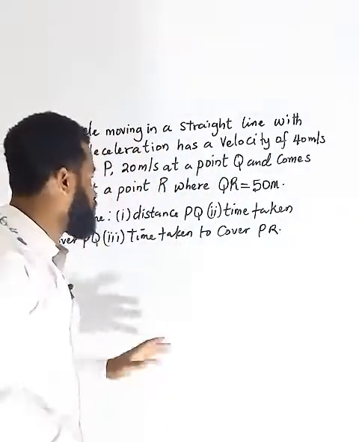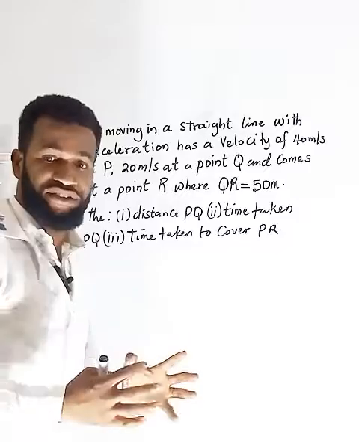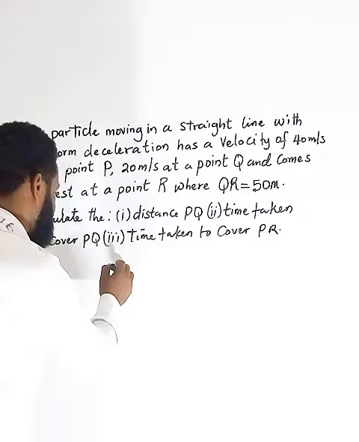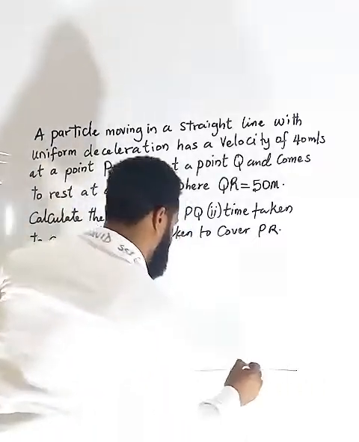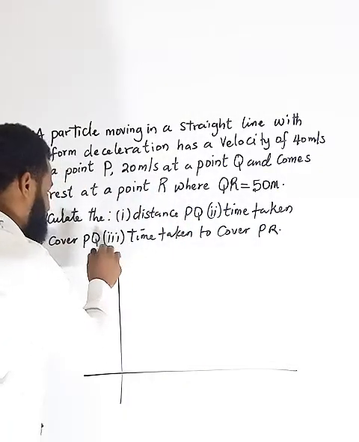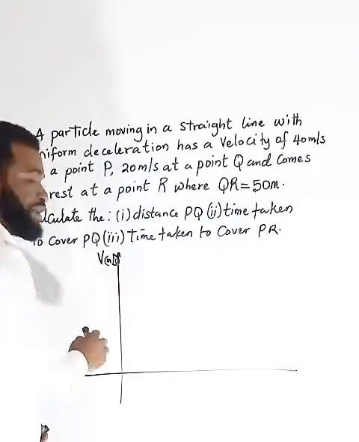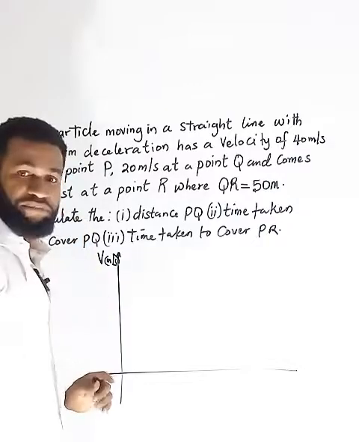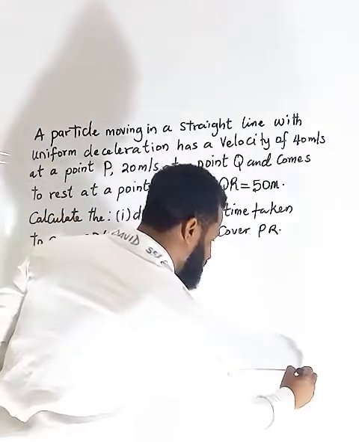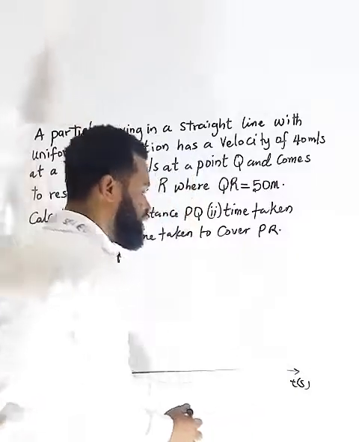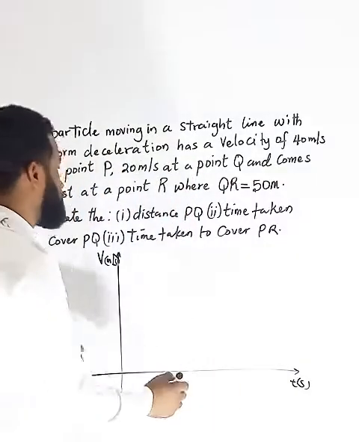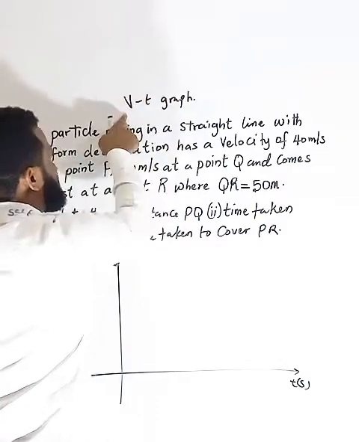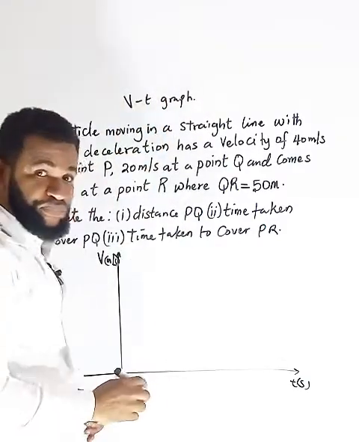The best approach to solve this question is to first sketch the velocity time graph, and I'm going to do the sketching. In a velocity time graph, there is a vertical line which represents velocity, and velocity is measured in meters per second. So everything on the vertical must be meters per second, and everything on the horizontal line must be for time. That is why we call it the VT graph, that is, the velocity versus time graph.